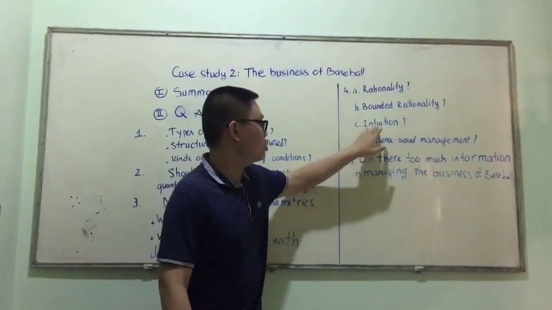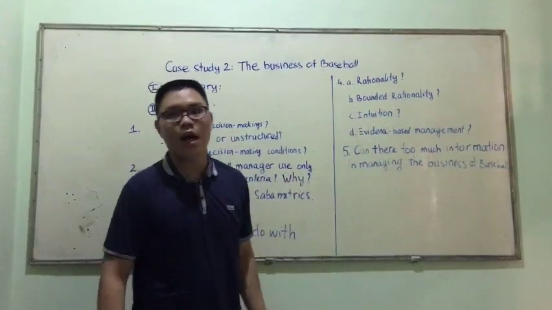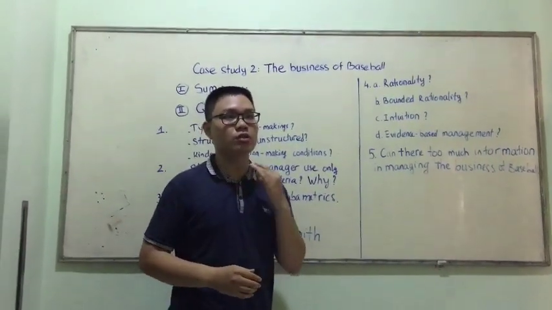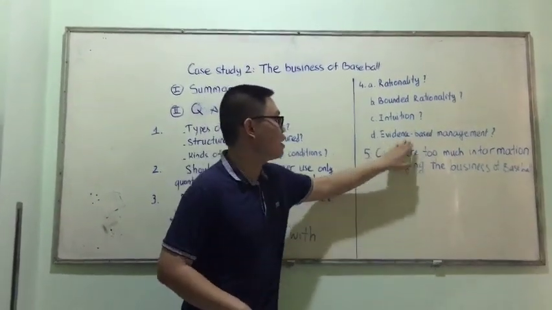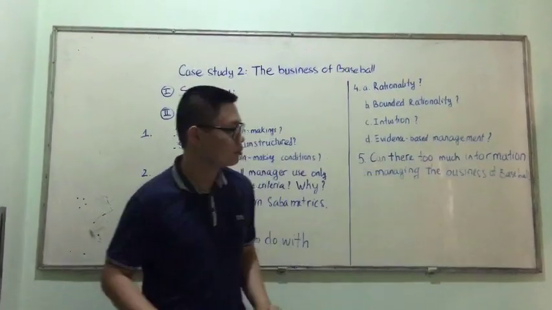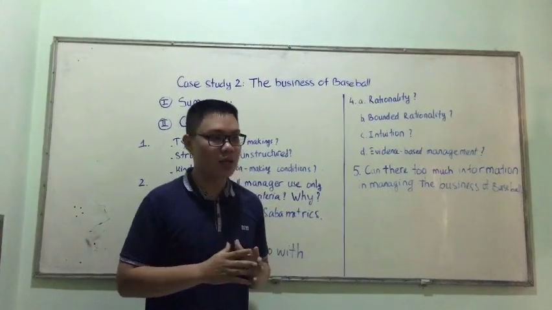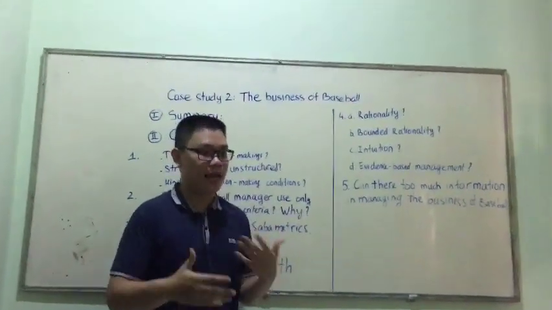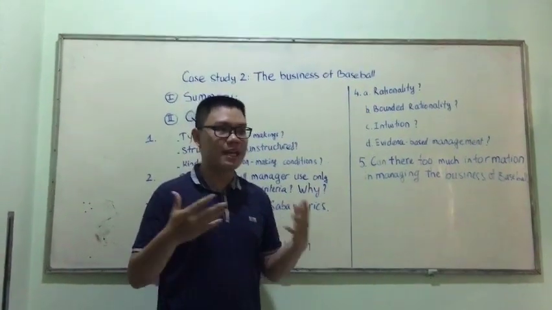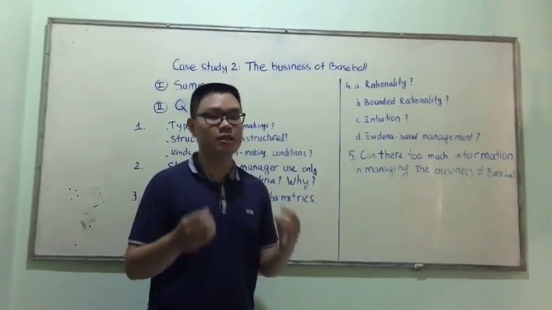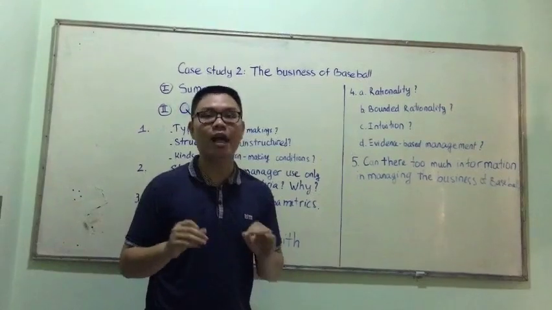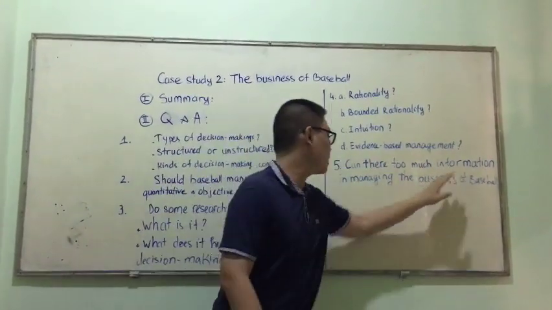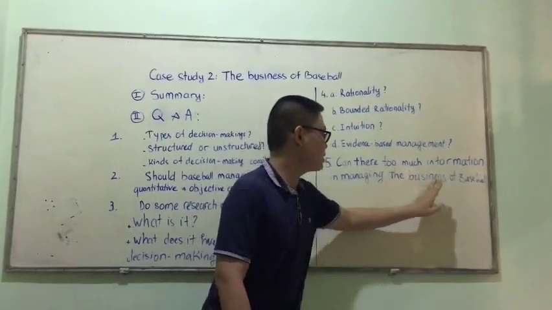And intuition, the coach can use intuition when they tell a player to steal a base. And evidence-based management is for allocating the opinions and references of baseball insiders on the set of the games. And the last question: can there be too much information in managing the business of baseball?